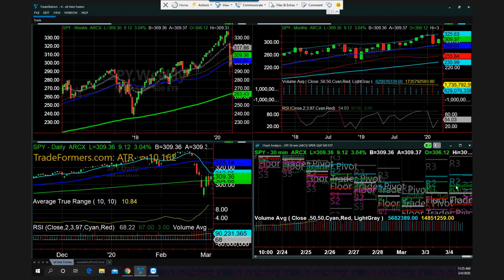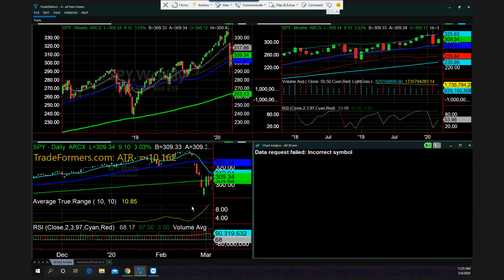That's 314.15, so it still has a way to go. That's another $5 from here or $4 from here before today looks like anything more than just a little bit of a short covering rally. So the macro and SPY is telling you not bad, but not time for everybody to jump into the water yet. And then we look at IWM.